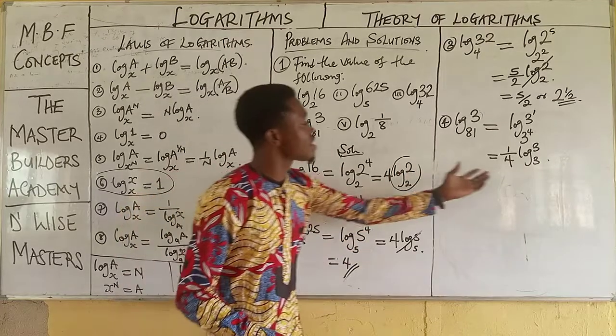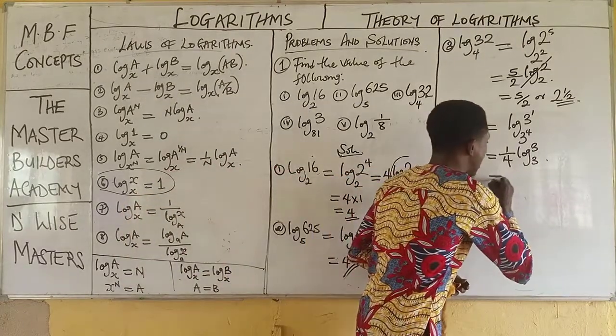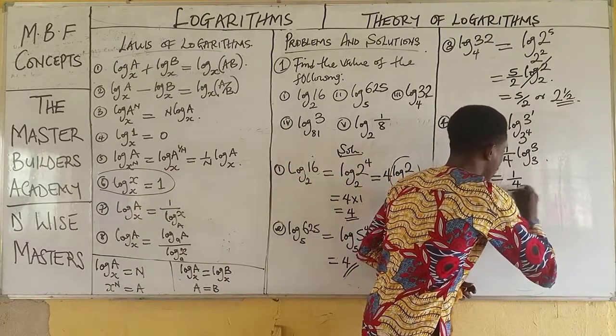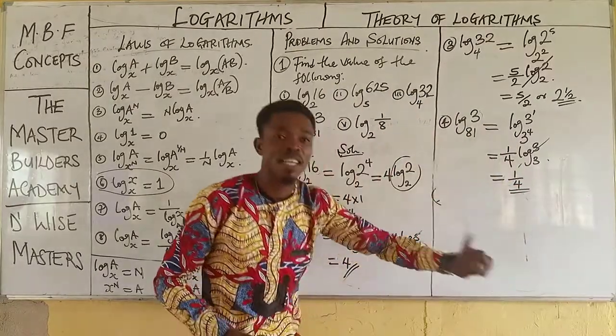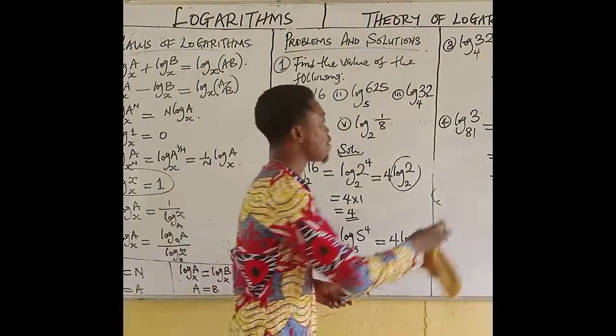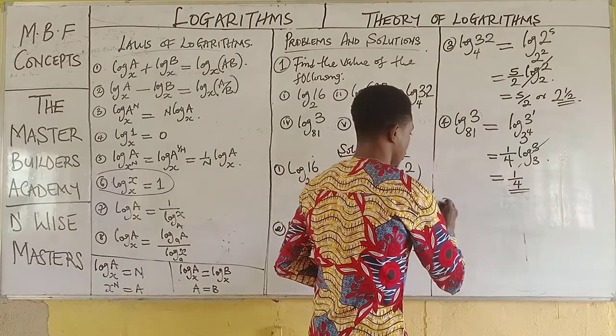Now, if this is taken, therefore, it shows that the answer to this guy is 1 over 4, knowing fully well that the log of the same base is 1, and 1 multiplied by anything remains the same. Now, finally, we have question number 5 on the board.